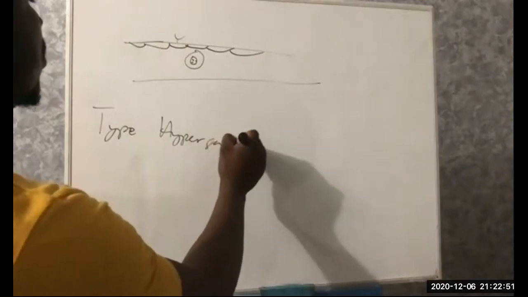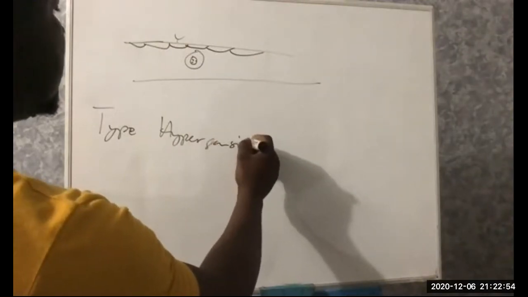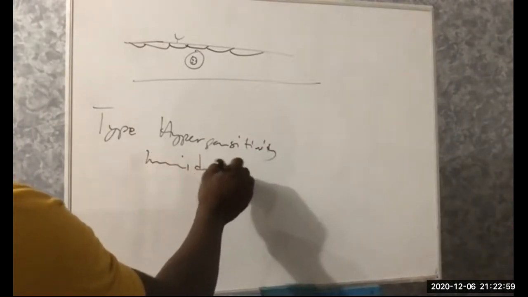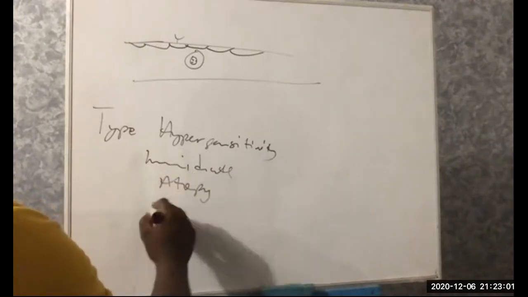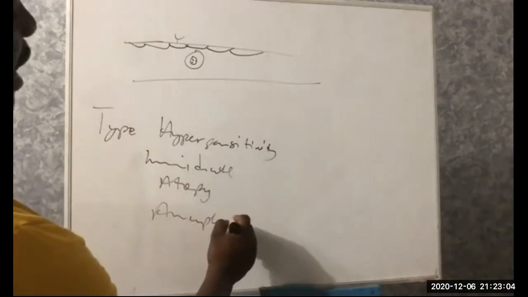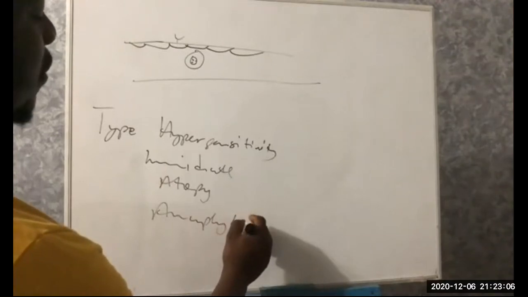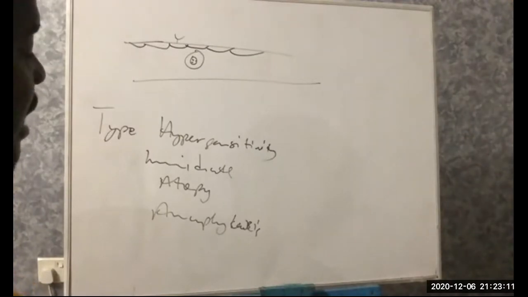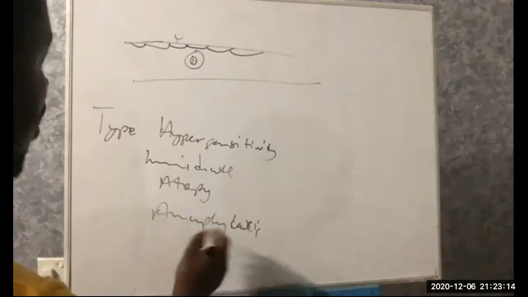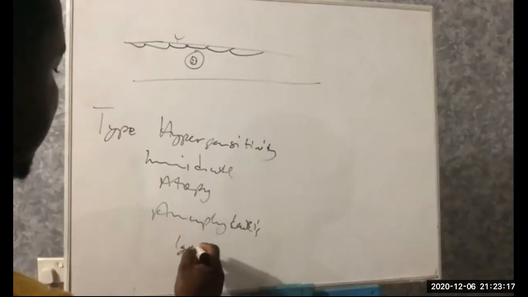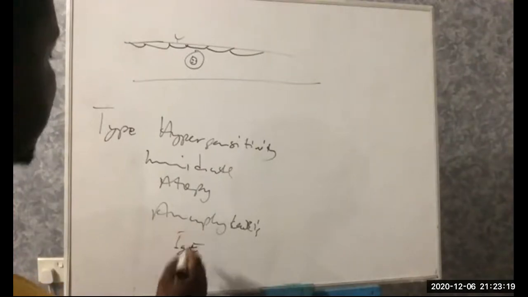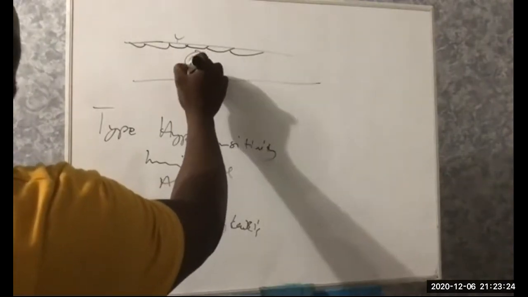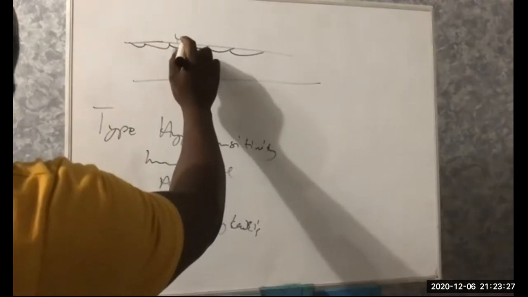Okay, immediate hypersensitivity, or atopy, is the immediate form, or sometimes we call it anaphylaxis. Anaphylaxis is actually an example of type 1 hypersensitivity. What happens is that there is always production of immunoglobulin E, sitting on the membrane of the mast cells or basophils.